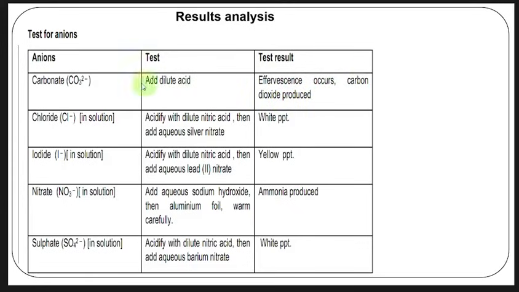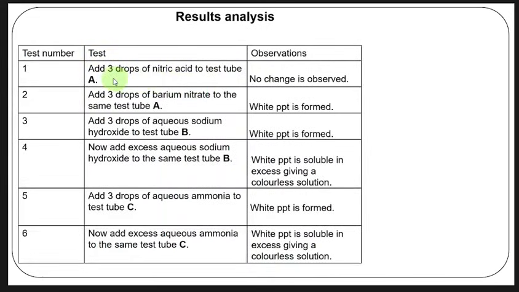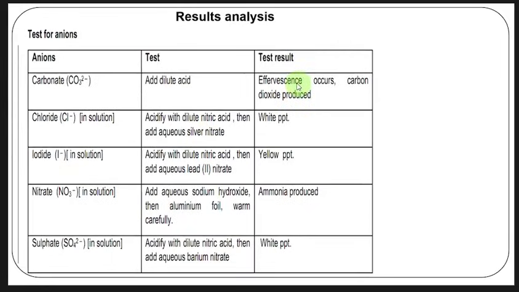Did we see effervescence when we added the dilute nitric acid? When we added the 3 drops of nitric acid to the test tube, we didn't see a change. So since we didn't see a change, we are not expecting the carbonate ion. Then we go to number 2: acidify with dilute nitric acid, which we did, then add aqueous silver nitrate. No, we never used silver nitrate in our test, so again we are not going to waste our time on it.